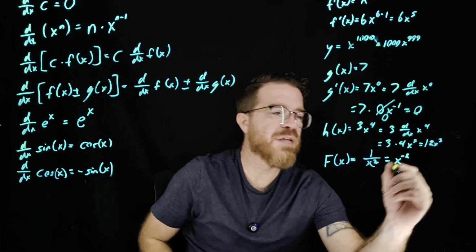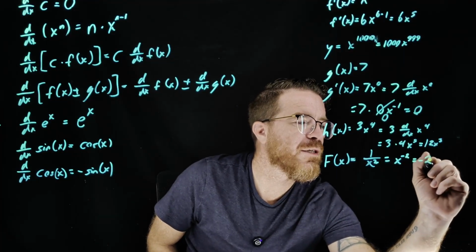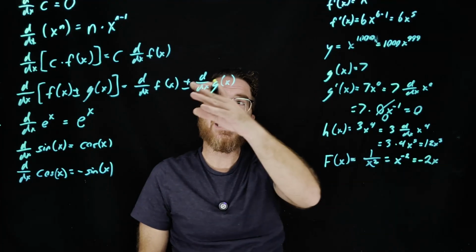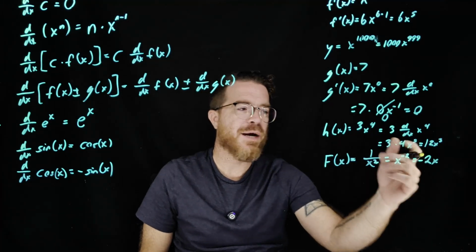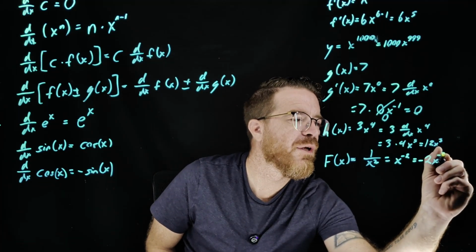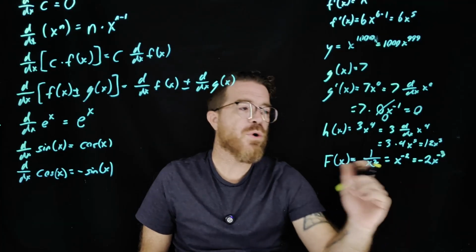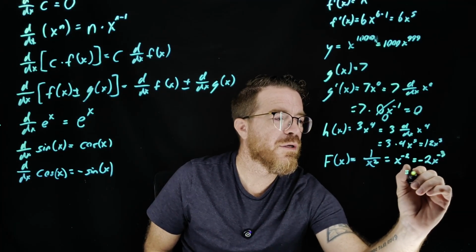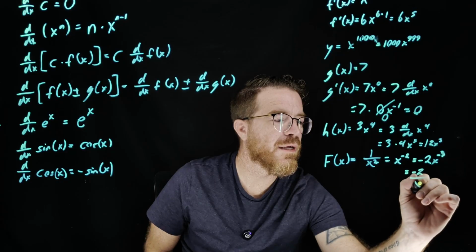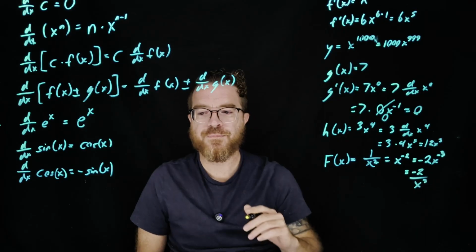Taking our power rule, my power is negative 2. So I'm going to pull that negative 2 down. So it'd be minus 2x, and then n minus 1. Negative 2 minus 1 gives me negative 3. And then if I wanted to write it back in its original form, this would just be equal to negative 2 divided by x cubed.